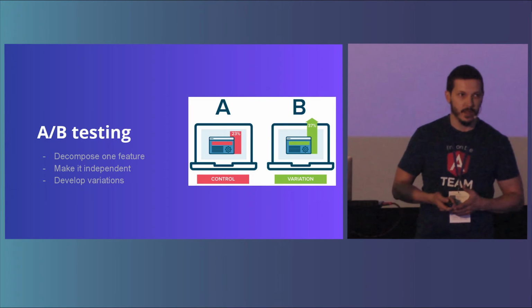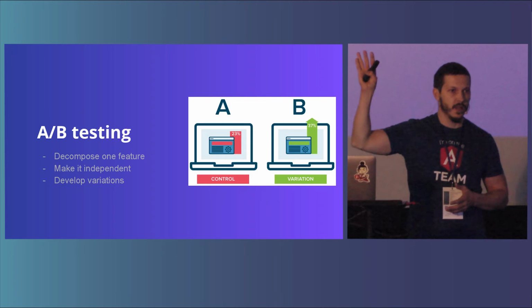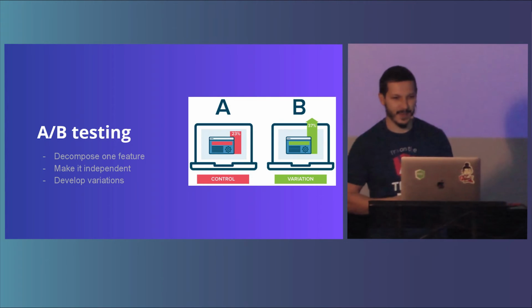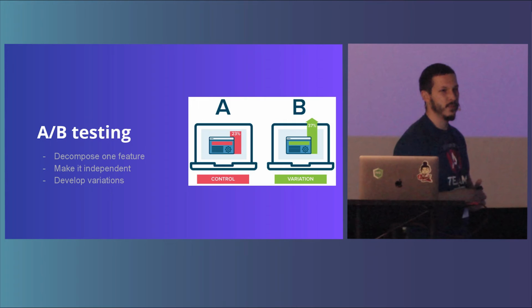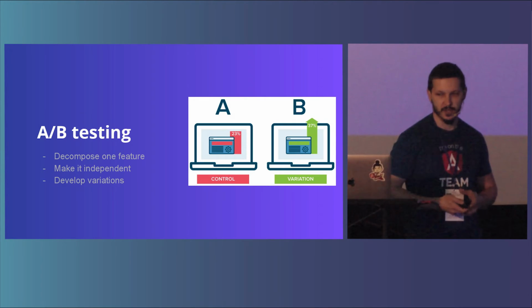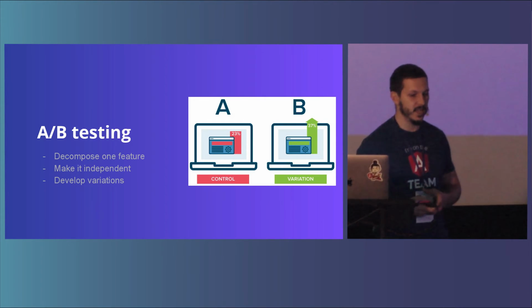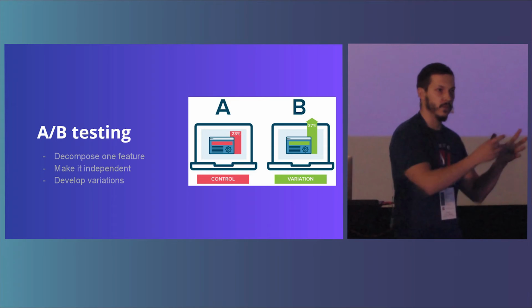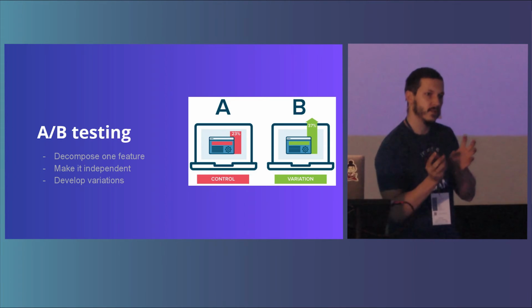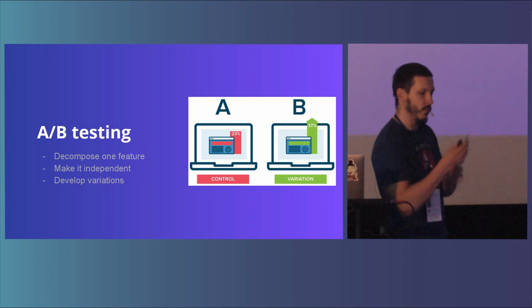A/B testing. Who knows what is A/B testing? Oh my God, you're so lucky. Most people don't know, and they're lucky about it. It's when you have to provide a different version of a feature already existing on the application. And you're lucky if you can decompose one feature from the front end. Basically, you have one monolith. How do we do it now? We try to develop one more thing and then push it that way.